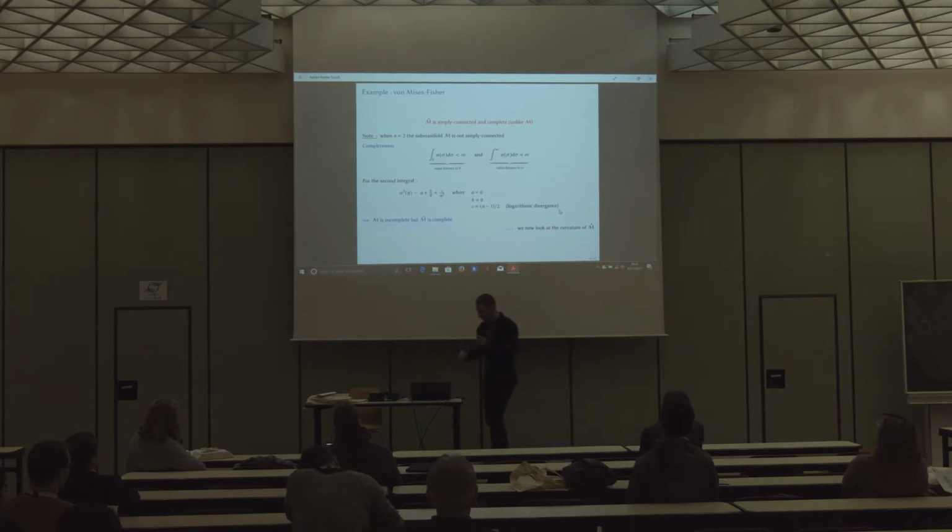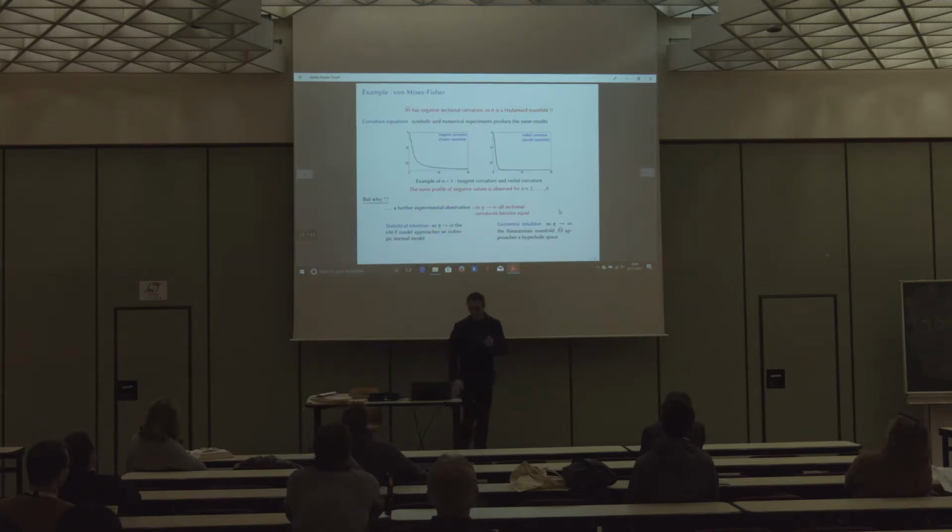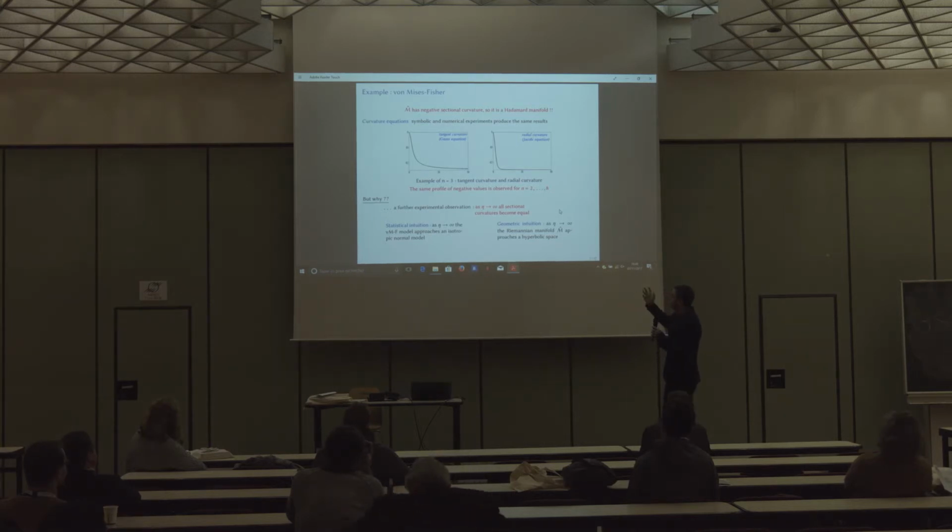So we can now look at the curvature of M hat. Experimentally, we have seen that this curvature is negative. So indeed, M hat is a Hadamard manifold. Symbolic and numerical experiments have produced the same result to the effect that the sectional curvatures, for any value of n that we have looked at, n going from 2 to roughly 10 or 12, the tangent and radial sectional curvatures have this negative profile, which decreases to a limiting value. So this is very pleasing because we can now see the space is indeed a Hadamard manifold.